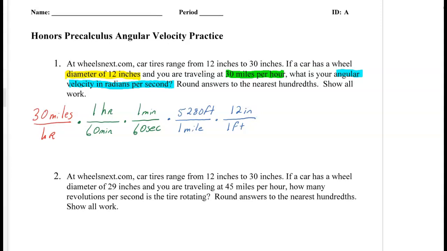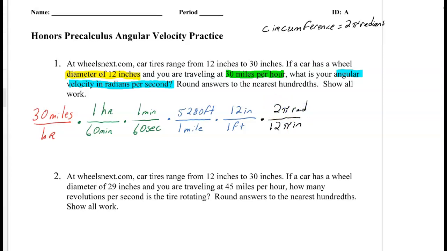And then the last conversion is we need to convert inches to radians. And as we discussed, the circumference, I'm going to write this at the top, the circumference is equal to 2 pi radians. So if you go around a circle, that's equivalent to going 2 pi radians. So the circumference of this particular wheel is 12 pi inches. That is the circumference, and that is equivalent to 2 pi radians.